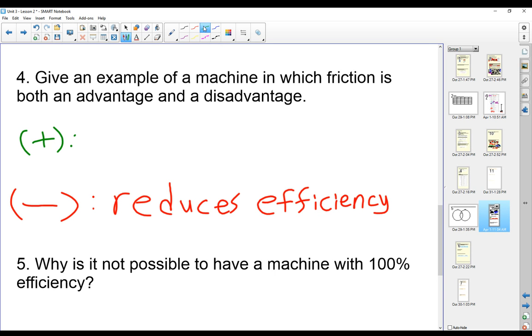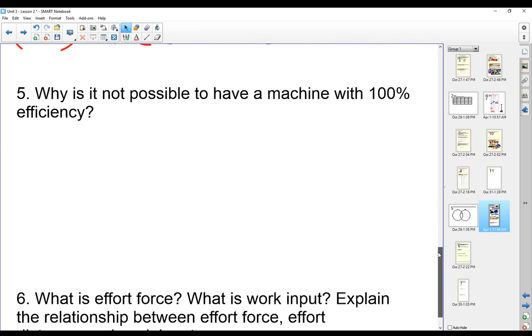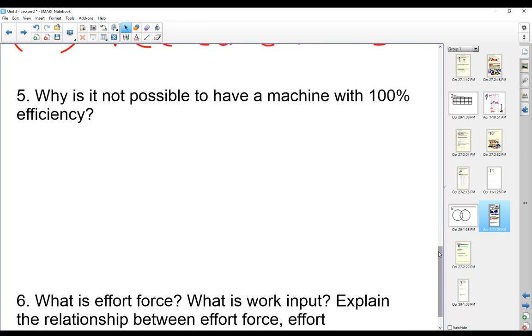And then I will switch to green because it seems like a positive color. Again, the advantage of friction is that it allows the car to be raised to the desired height without slipping. So: car jack, raises car without slipping. Still need to be careful, but it is able to hold the car up instead of spending thousands on buying a hoist. All right, why is it not possible to have a machine with 100% efficiency?